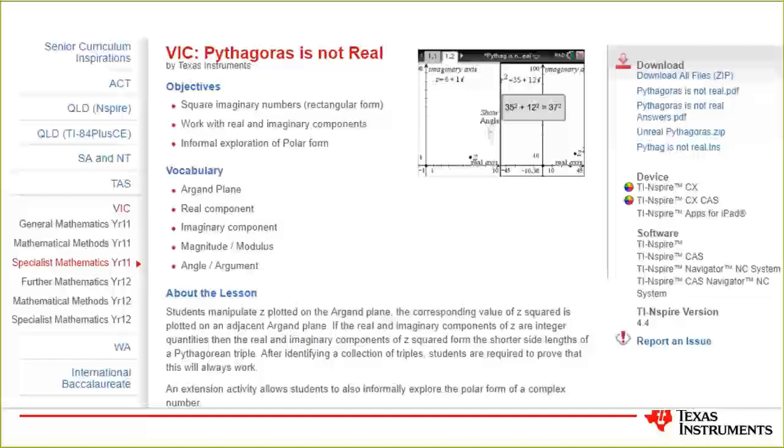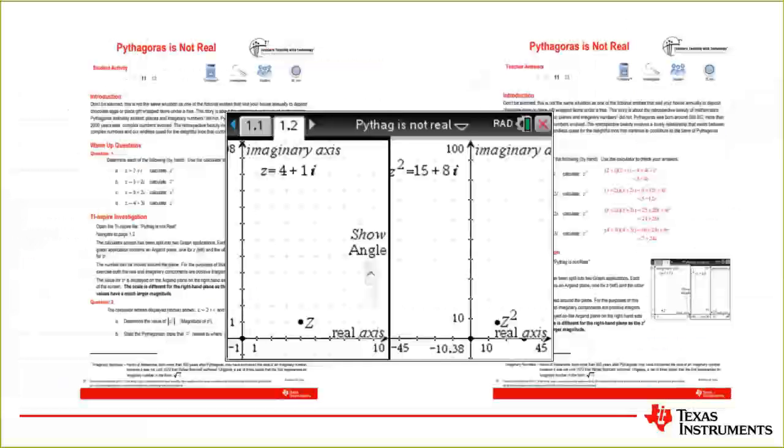All the files for today's activity can be downloaded as shown on the top right of the screen. The components of the activity consist of a student worksheet, a teacher worksheet with helpful notes in blue about the activity and answers in red. As well as that, there's a TI-Nspire or TNS file for students to explore throughout the activity.